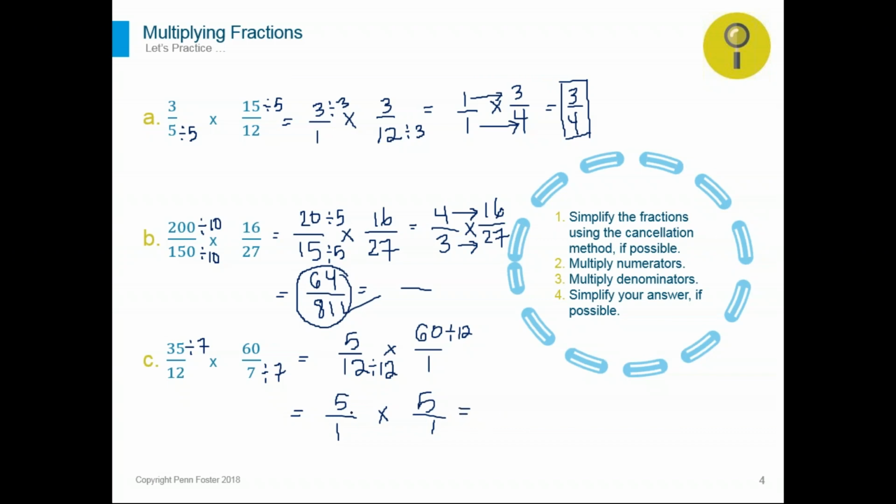So I'm just going to go ahead and multiply across. 5 times 5 is 25, and 1 times 1 is a 1. 25 over 1 is a whole number, 25. So your answer actually is not a fraction, it is a whole number. Is it possible that when you multiply two fractions, you can get a whole number? Yes. If you get a whole number as your answer and you did every single step correctly, then that's it. This is your answer. It does not have to be a fraction.